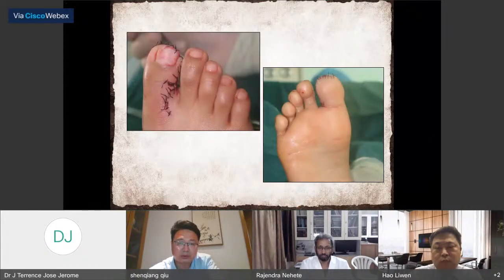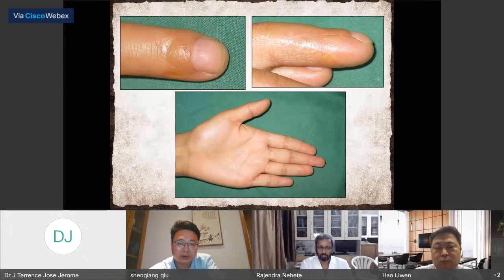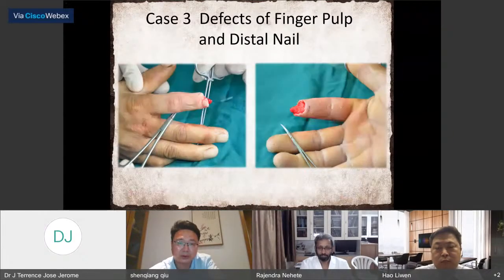Advance the volar skin to the dorsal end. Perfect repair of the donor side can be achieved. Finally, the finger becomes like this. The reconstructed fingers are plump and have the same shape as normal fingers. The third case is distal nail defect with distal palmar skin and soft tissue defects.